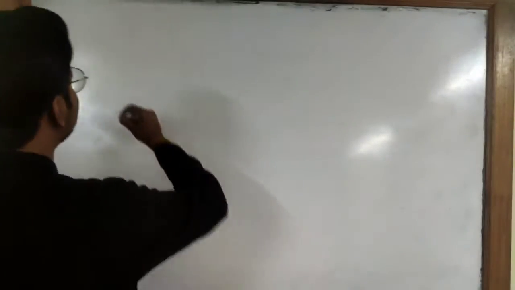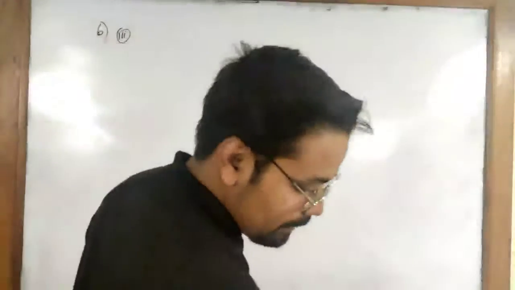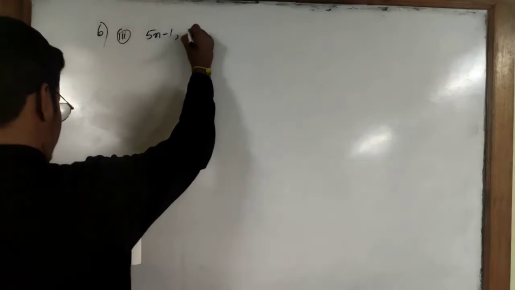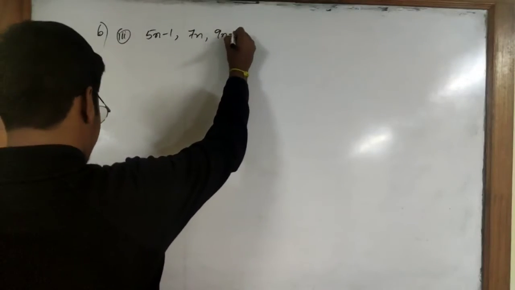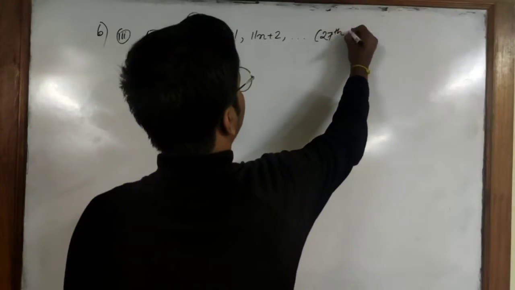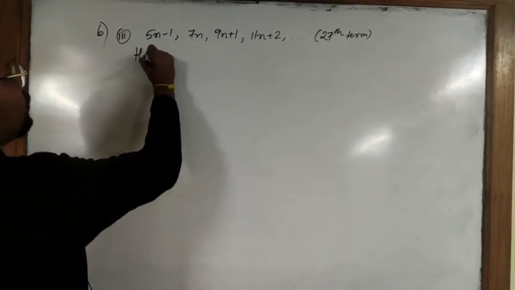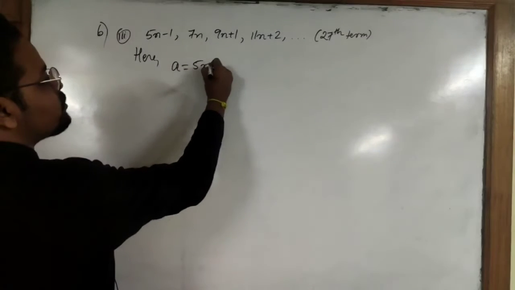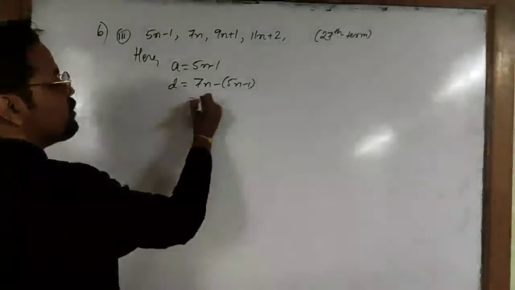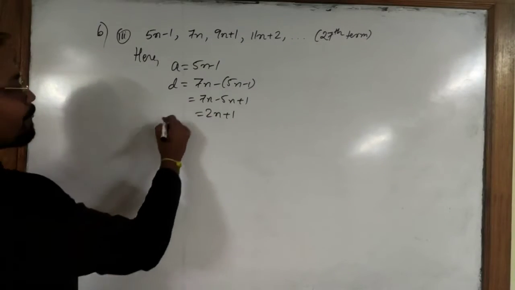So from question number 6, I will be doing question number 3, and let's see what AP is given. It is given 5n minus 1, 7n, 9n plus 1, 11n plus 2, up to the 27th term. You have to find the sum up to the 27th term, meaning n is equal to 27. The first term a is 5n minus 1. The common difference d is the second term minus the first term, so 7n minus (5n minus 1), which is 7n minus 5n plus 1, which is 2n plus 1.